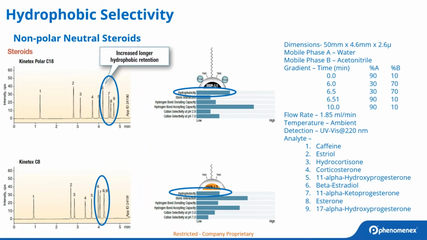So here we have an example of hydrophobic selectivity being used with non-polar neutral steroids. We have a Kinetex C18 at the top, so it's a C18 ligand, and then a C8 at the bottom. Here we are having trouble separating 8 and 9, and we need a stronger interaction for hydrophobicity in order to separate these compounds. When we change from a C8 to a C18, that longer alkyl chain provides more hydrophobic interactions, and we can finally get separation of those two analytes.